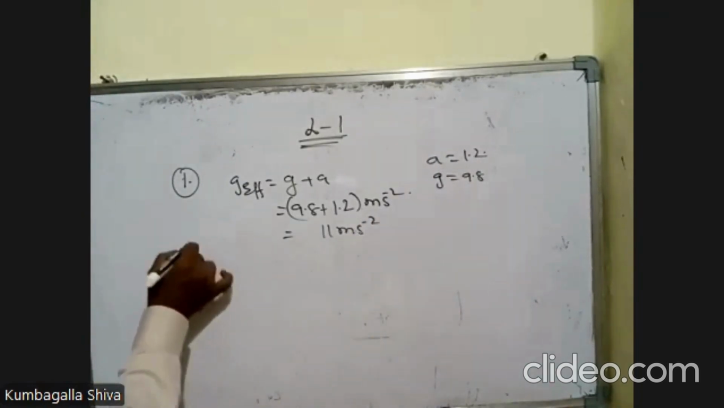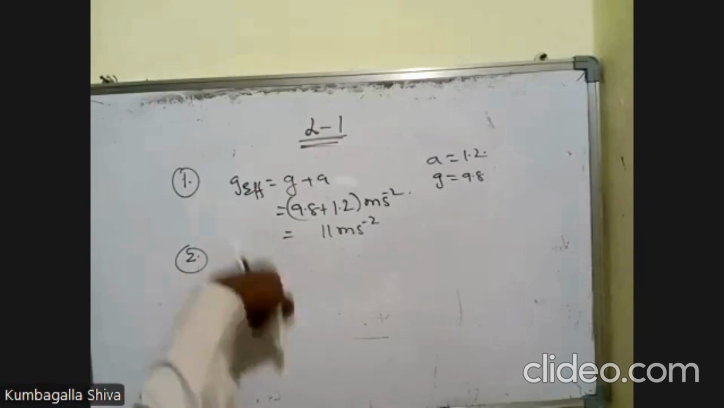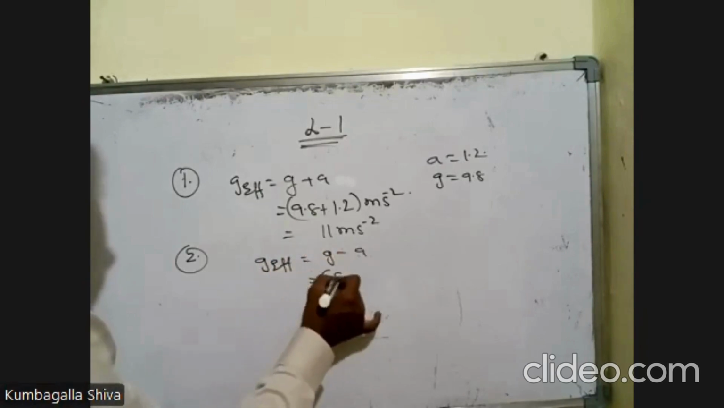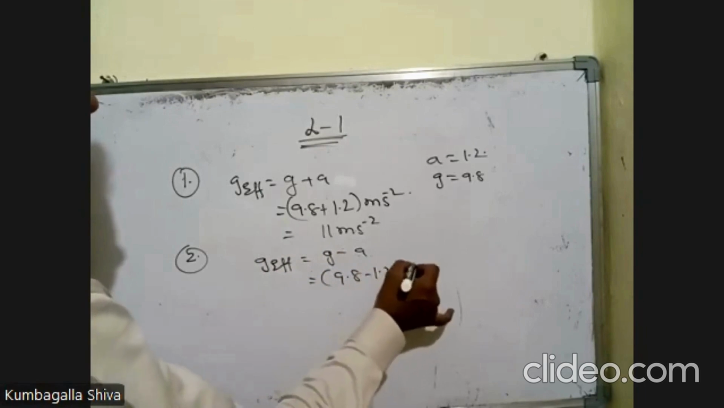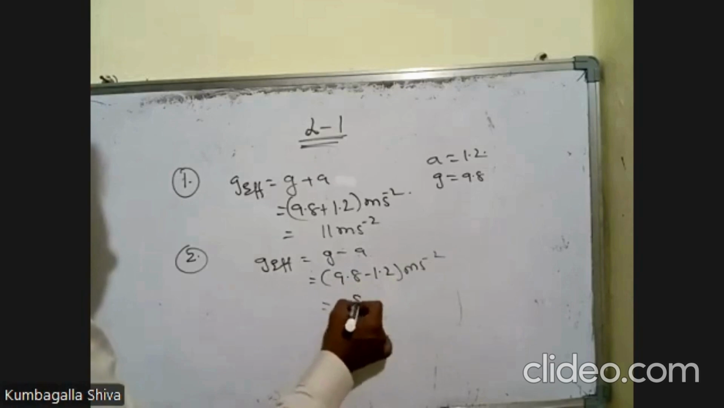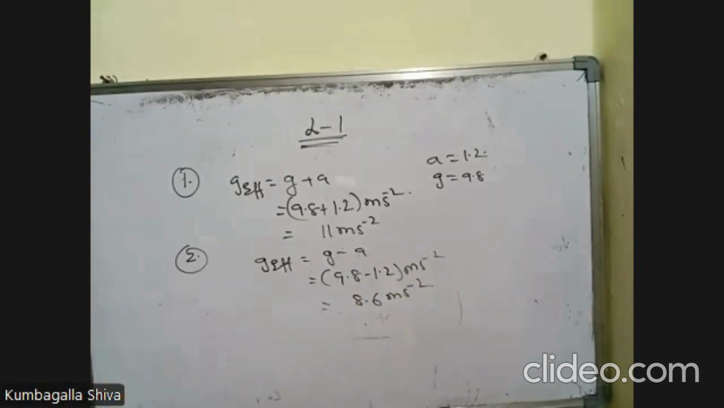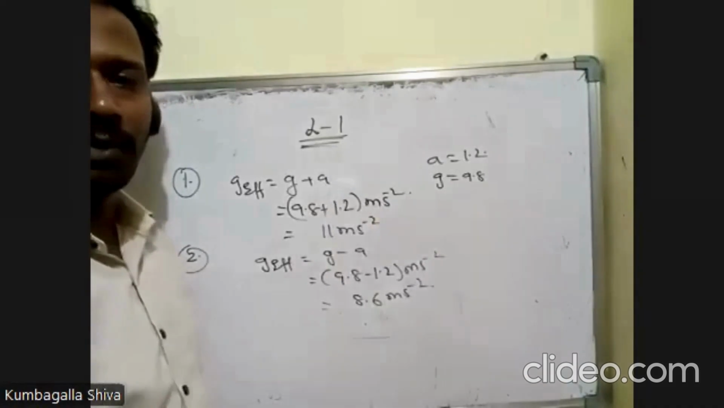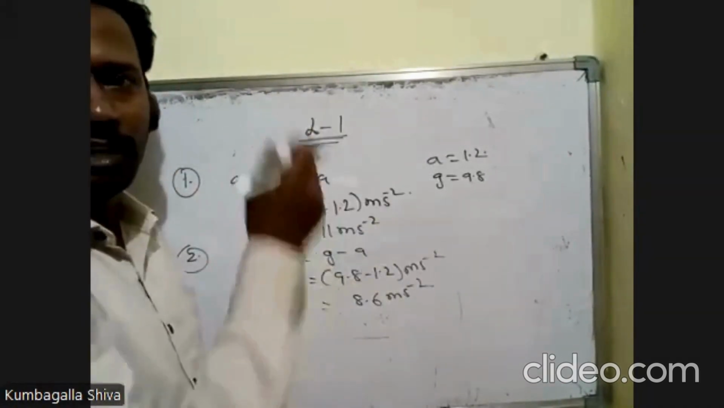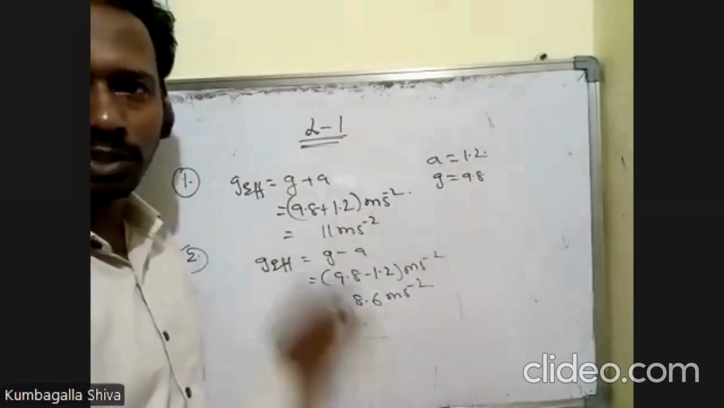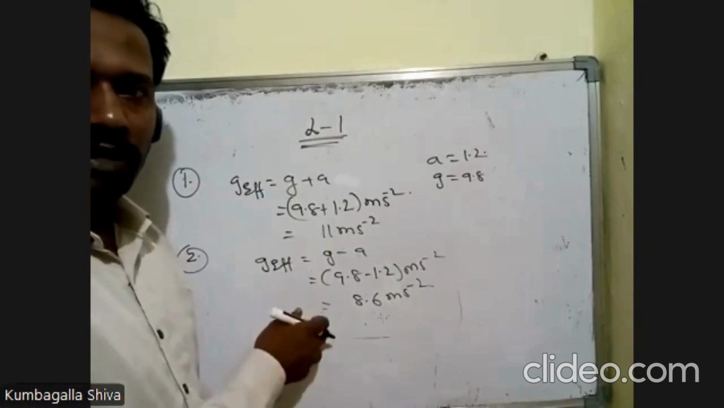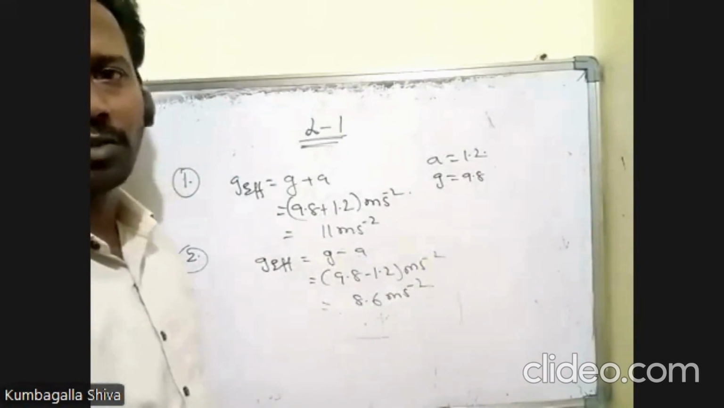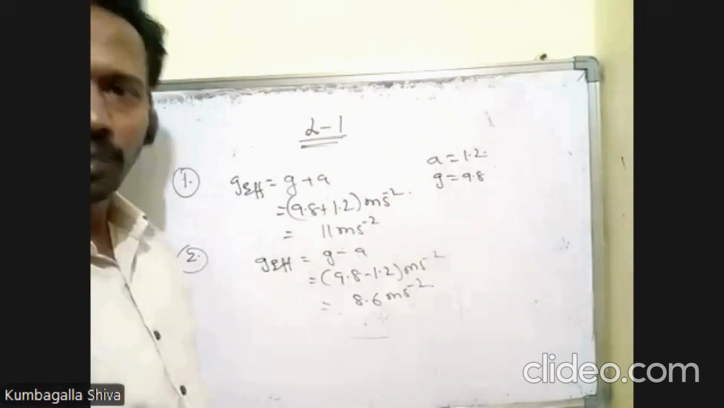Next, second question. A lift is moving downwards. Downwards means g effective is equal to g minus a. So 9.8 minus 1.2 meters per second square, you will get 8.6 meters per second square. Clear? By looking at the options also, there is no need of doing all these problems. When it is accelerating upwards, see which is the higher value in the options, that is your answer. And when accelerating downwards, see which is less than 9.8 in the given options, that is your answer. No need of doing calculations; you can go through the options.